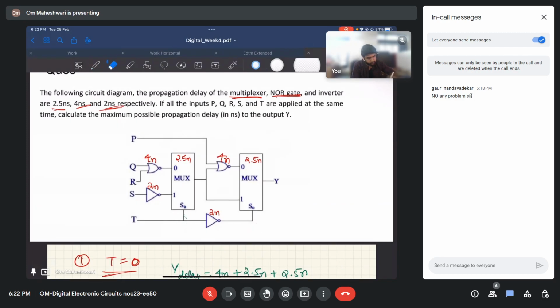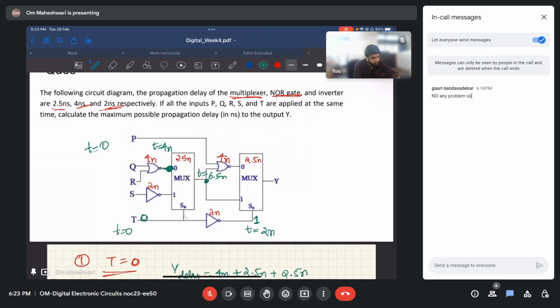So let's say at t equals to 0, we apply a 0 here. So at, let's say, t equal to 2n, we will have a 1 here. At t equal to 4n, we will have some output here. And at t equal to 4 plus 2.5n, that is, let me write it, 6.5n, we will have some output here.